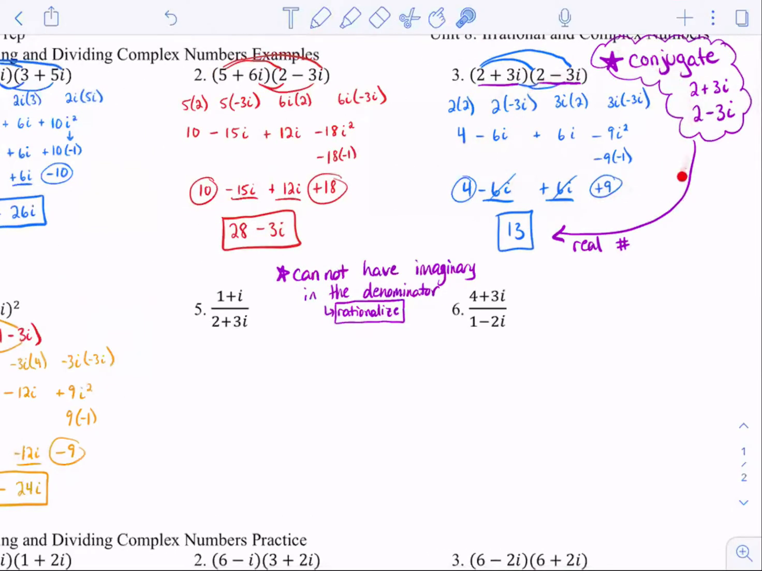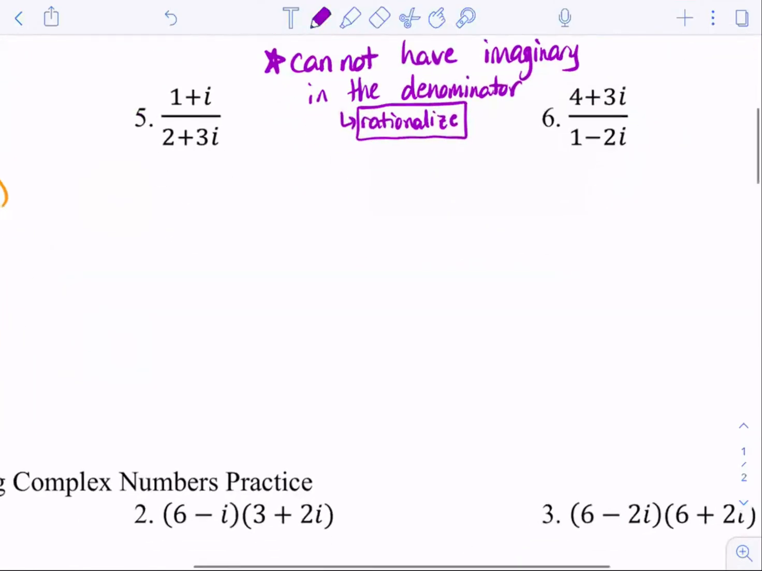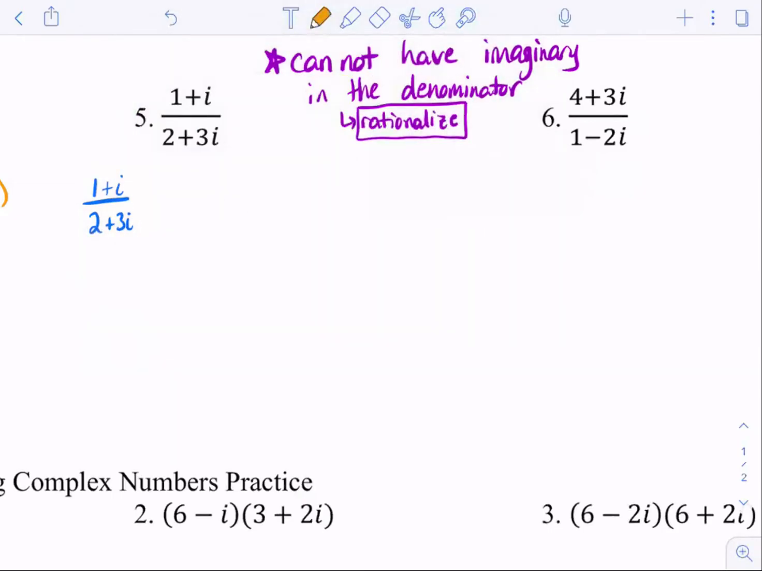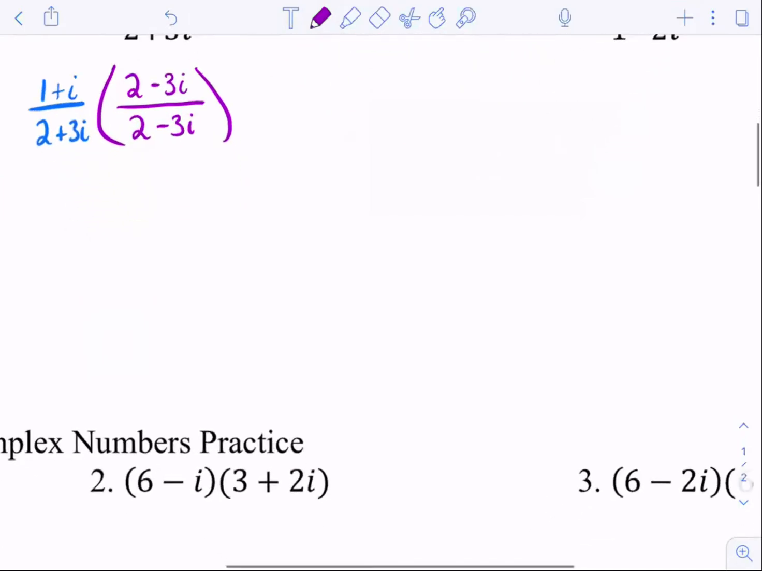In order to get a real number, what do I have to multiply by? I have to multiply by the conjugate. So I have this problem, 1 plus i over 2 plus 3i. If I want to rationalize the denominator, I have to multiply by the conjugate, 2 minus 3i. Remember, whatever I multiply in the bottom, I have to multiply in the top.